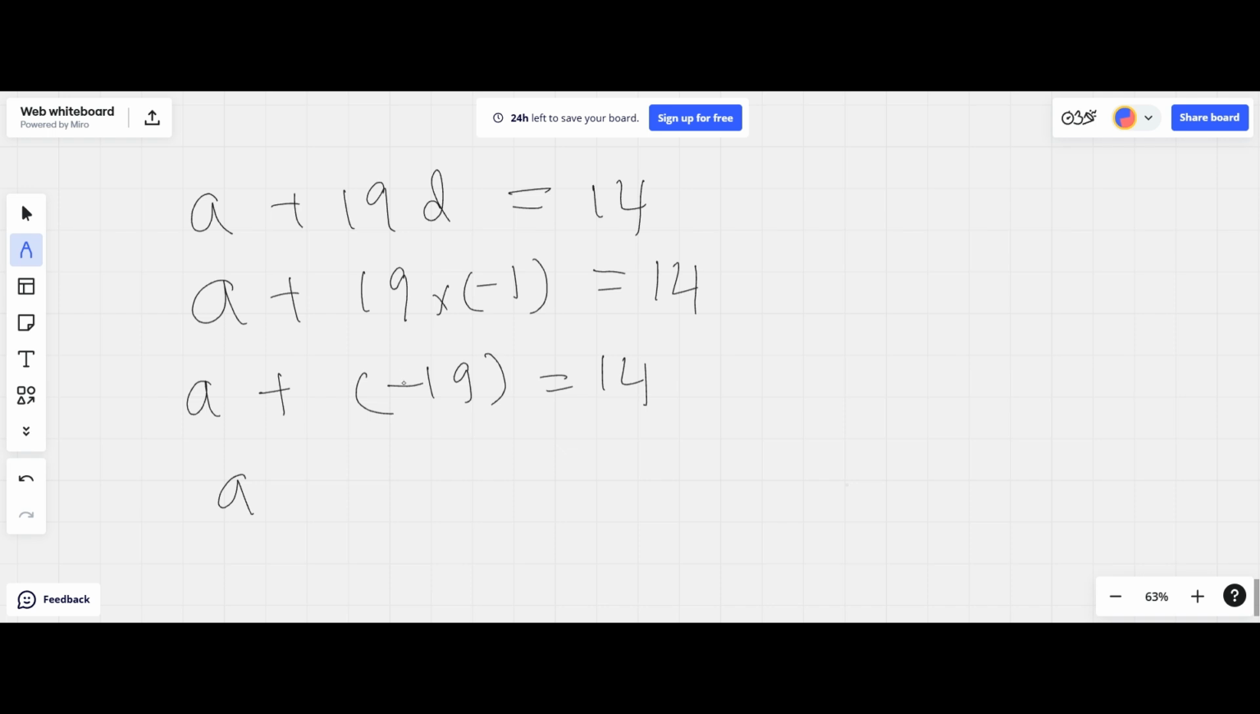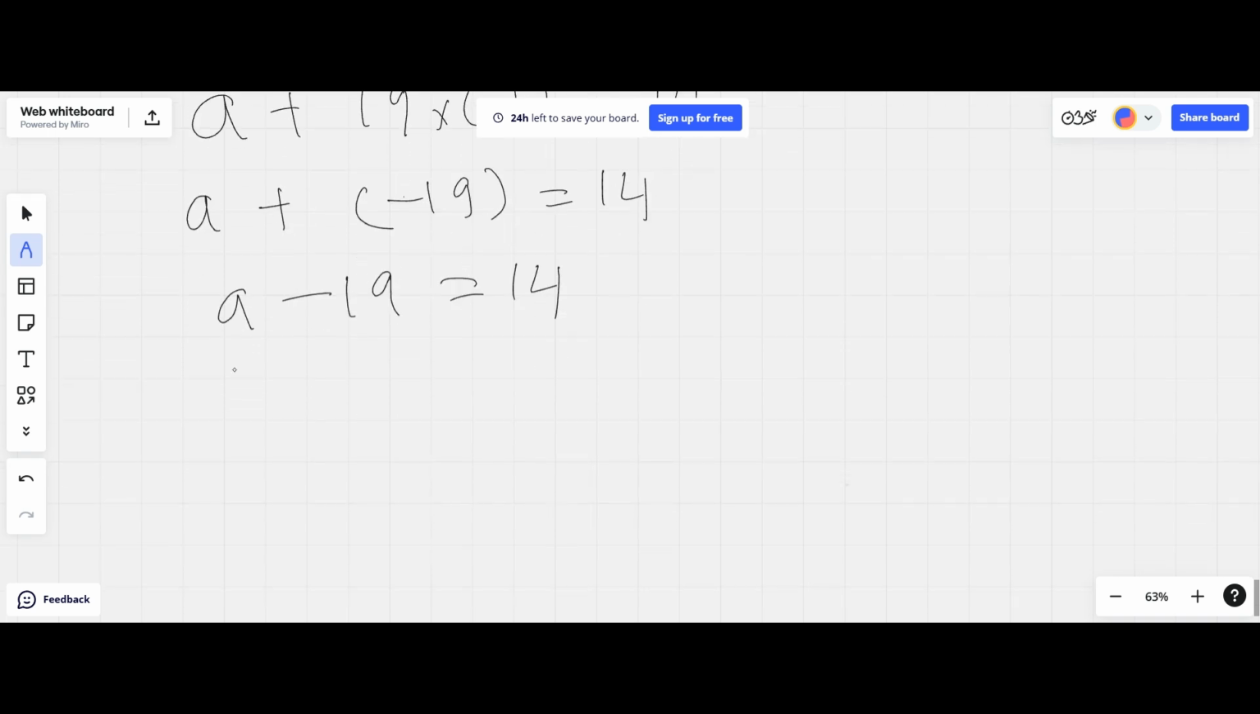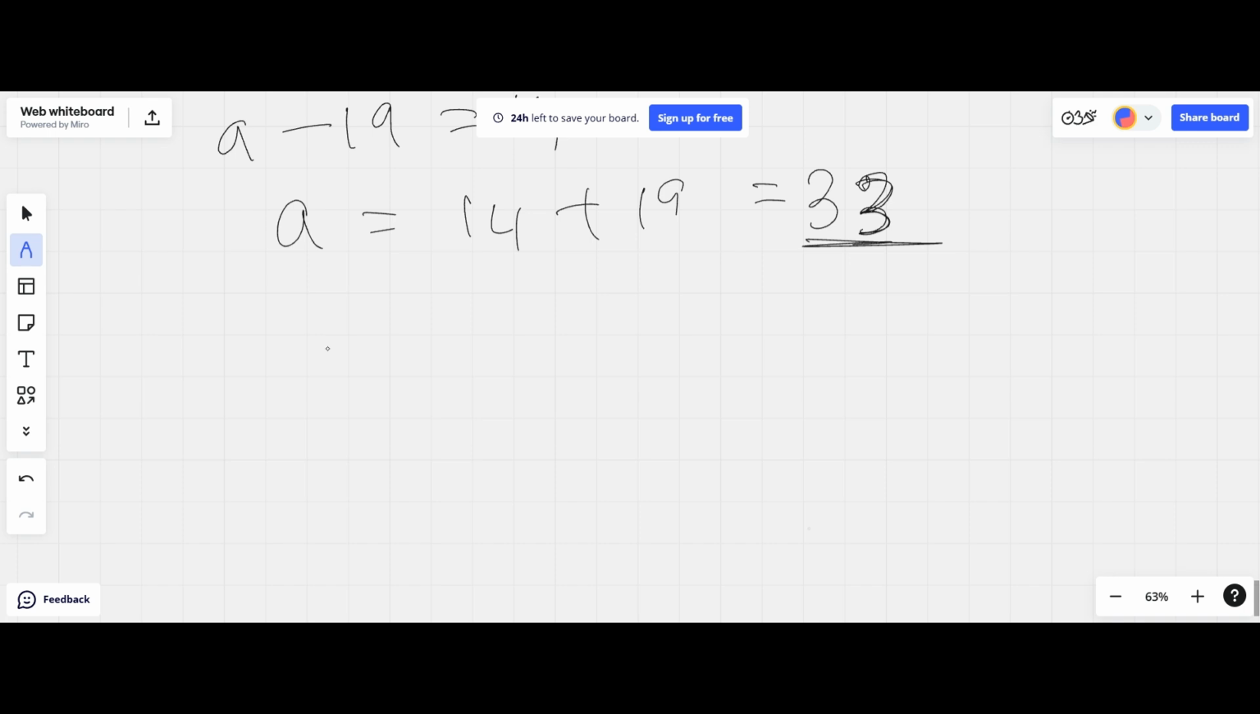So A is equal to 14 plus 19, which is 33. So the first term is 33. That's all simple. You found the first term, and you know the difference. Now you can find whatever term you want.